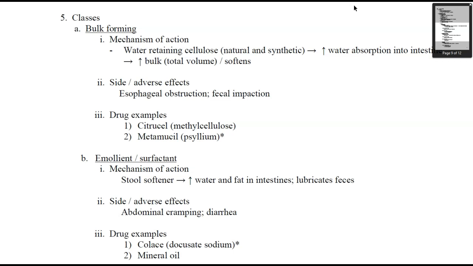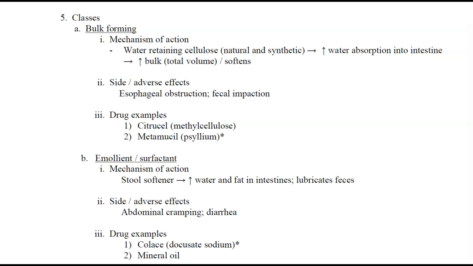The first classification that we're going to talk about is bulk forming. The mechanism of action of bulk forming laxatives is water retaining cellulose, which is a derivative. Sometimes it can be natural or synthetic, and that increases the water absorption into the intestines, therefore increasing the bulk or total volume of the stool, as well as softening it at the same time.